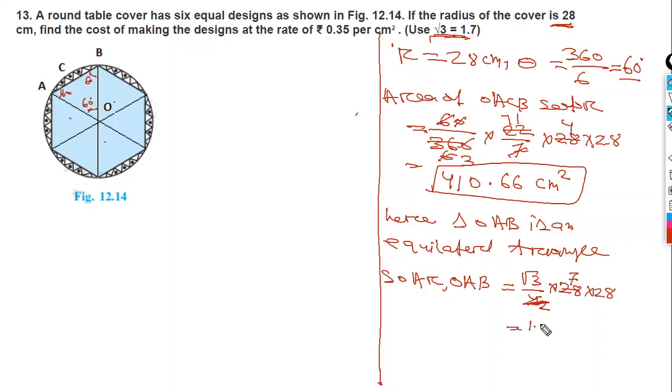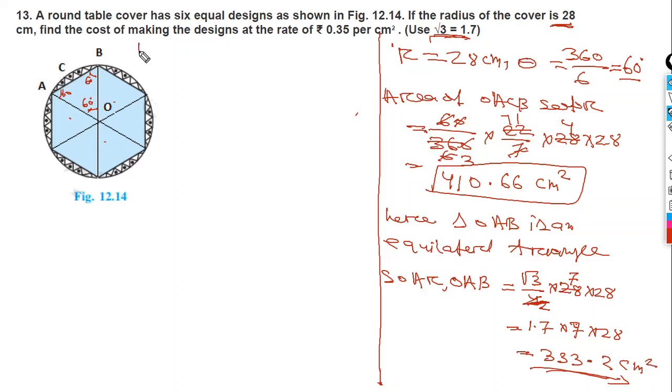Root 3 is 1.7, so 1.7 into 7 into 28, which will be equal to, after multiplication you will find 333.2 centimeter square. Okay. Now we have the area of this triangle also. Now we can find the area of this segment.